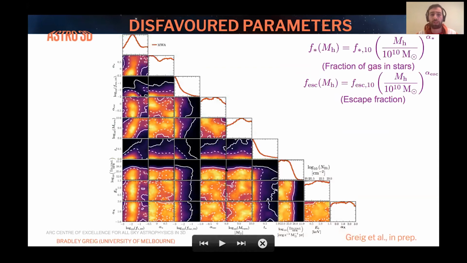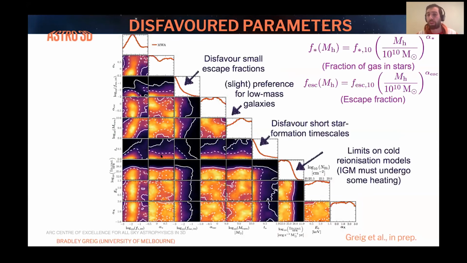In this scenario, our fraction of gas in stars and escape fraction are both proportional to the halo mass of the ionizing sources with some power law. From this figure alone, we can make some qualitative inferences on the astrophysics of reionization. Firstly, this is the normalization for the escape fraction of your galaxies, and you see a strong disfavoring of very small escape fractions.